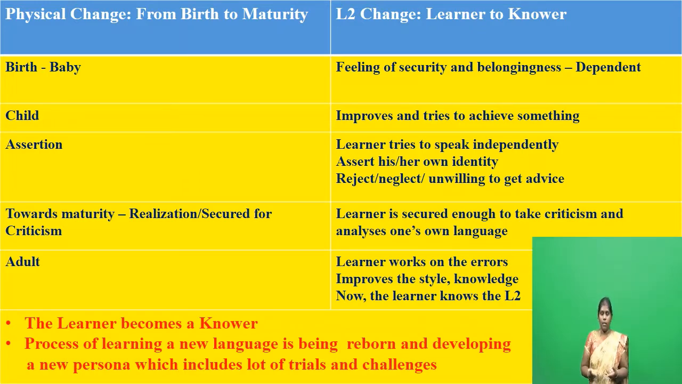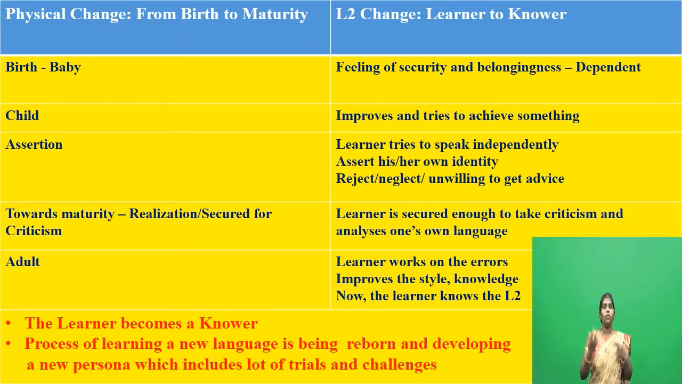And the last stage, the fifth stage, is adulthood. Okay, that is after having all the criticism, the learner knows what is what. In the same way, the learner works on the errors and improves the language, improves the knowledge, and improves the style of delivering a talk. And now in this particular stage, the learner is becoming the knower.